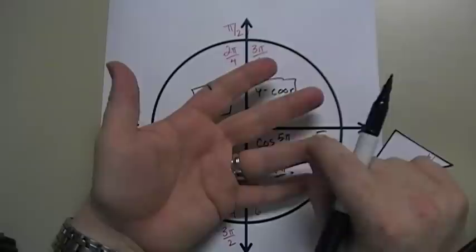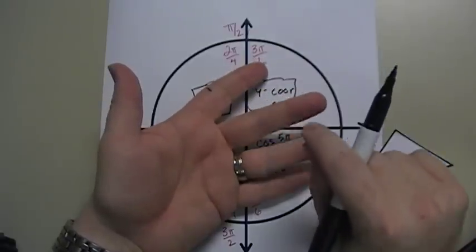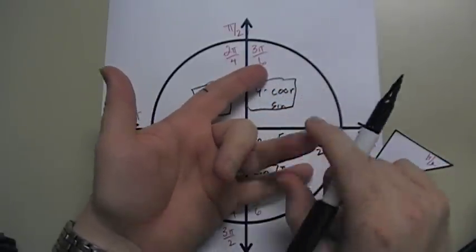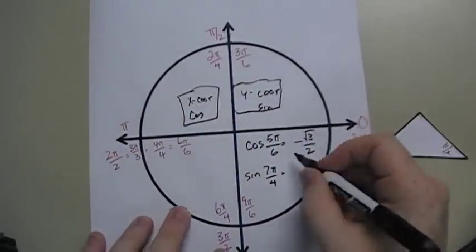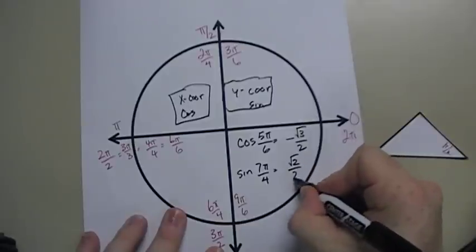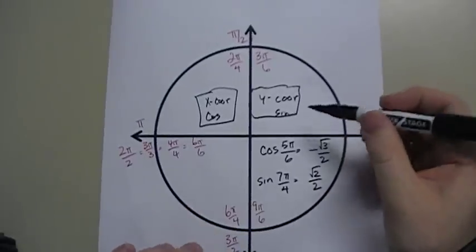Remember, 0, pi over 6, pi over 4. It's that middle finger. Sine was below, so it's the square root of 2 divided by 2. Square root of 2 divided by 2. And again, I just need to decide positive or negative.